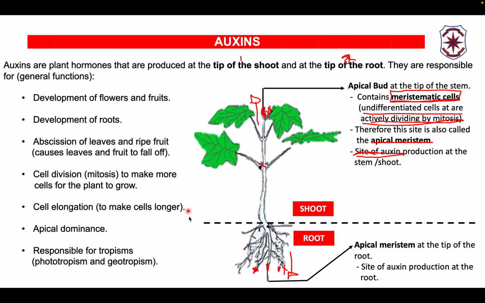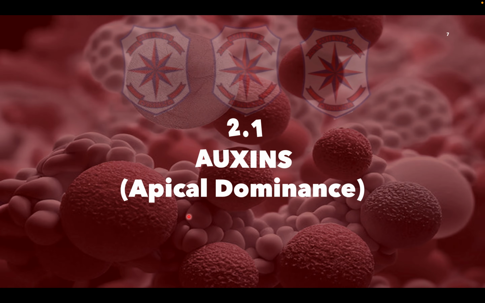So these are the main general functions of auxins. This list is not exhaustive, meaning it's not all the functions, but these are the main functions of auxins that you should know about for examination purposes. Now, we said that auxins are responsible for apical dominance. In the next part of the lesson, we are specifically going to talk about what apical dominance is and how apical dominance is achieved through the influence of auxins.